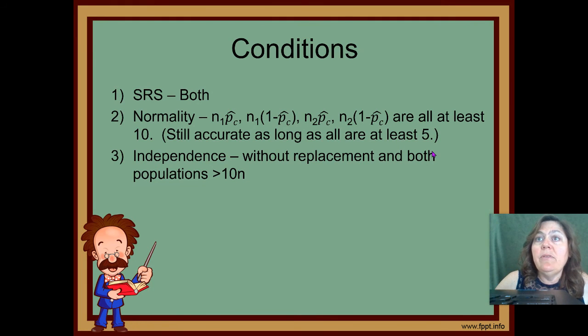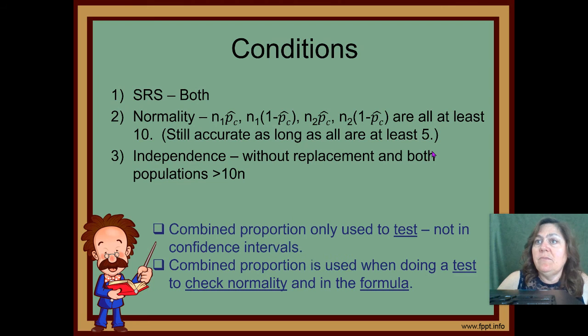Independence for both, same condition. Okay, so here's the deal. This combined proportion is only used to test. It's not used in the confidence intervals. The combined proportion is used to check normality and in the formula. Okay, so those are the two places that you'll be doing this when you do 2 sample proportion testing.